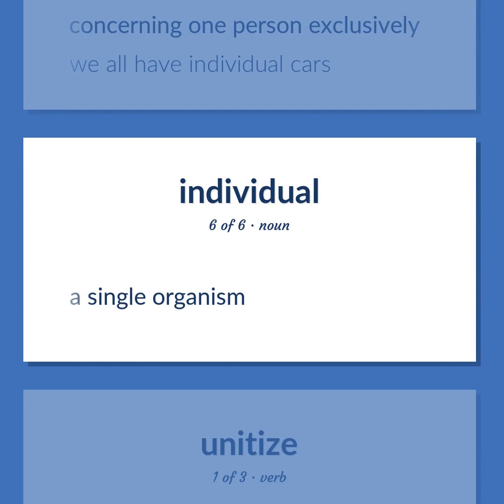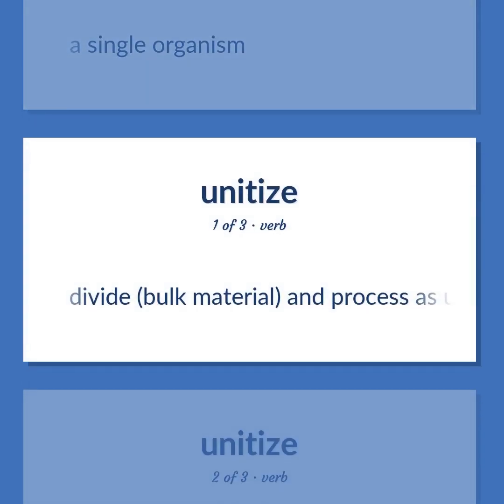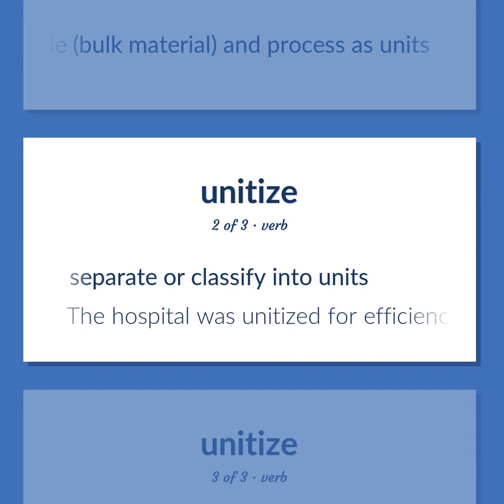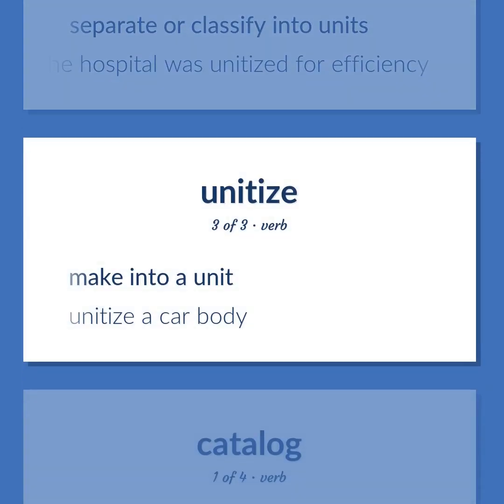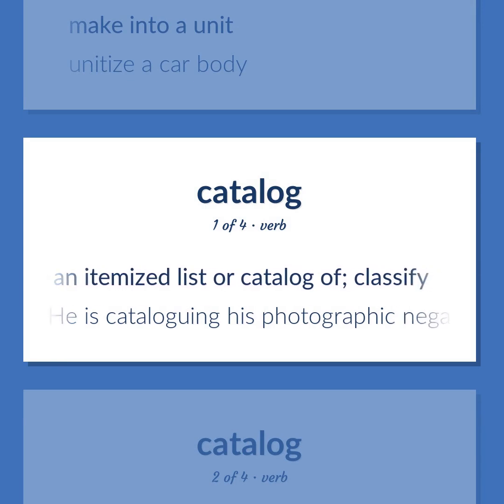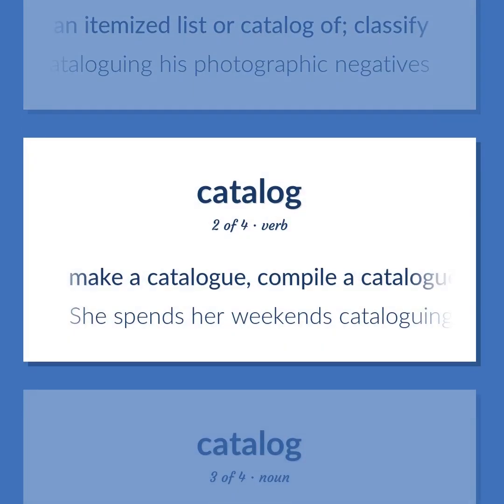A single organism. Divide bulk material and process as units. Separate or classify into units. The hospital was unitized for efficiency. Make into a unit. Unitize a car body. Make an itemized list or catalog of, classify. He is cataloging his photographic negatives. Make a catalog, compile a catalog. She spends her weekends cataloging.